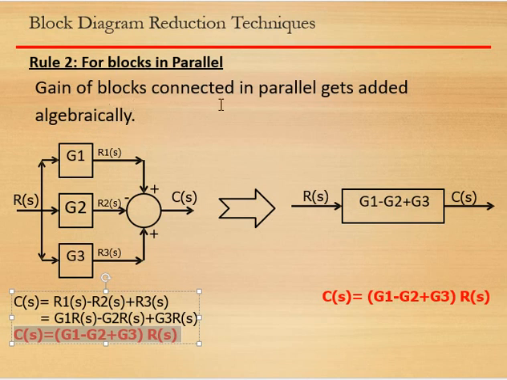Okay, so from these two diagrams I can conclude that if the gain blocks are in parallel manner connected to each other, then we can say that the gain is what? Algebraically added. Okay, algebraically added means what? जो भी नेगेटिव साइन होगा तो नेगेटिव लिया जाएगा, जो भी पॉजिटिव होगा वो पॉजिटिव हो जाएगा. So here again CS is equal to what? G1 minus G2 plus G3 bracket completes into what? RS. So this is all about the blocks in parallel.